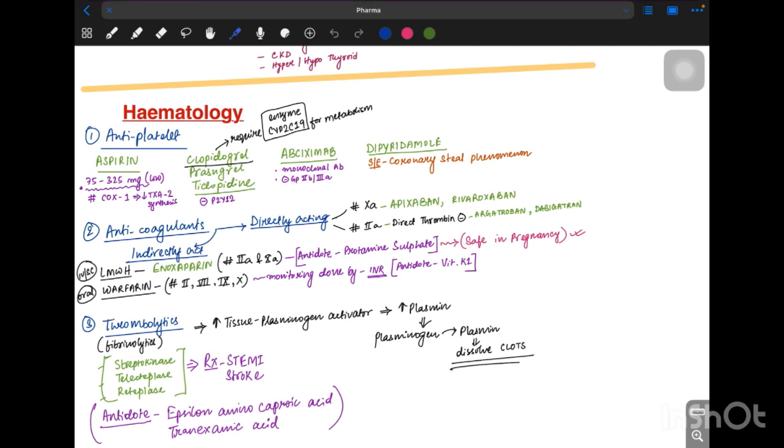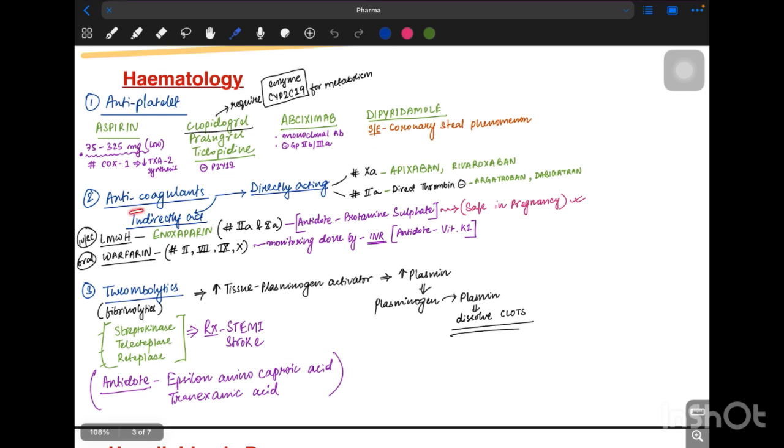Now, coming to another drug, abciximab. It is a monoclonal antibody, and it inhibits the GP2B or 3A receptors. Coming to the fourth drug, dipyridamole. Dipyridamole side effect, it causes coronary steal phenomena. It is again an important question. So, dipyridamole side effect is it causes coronary steal phenomena.